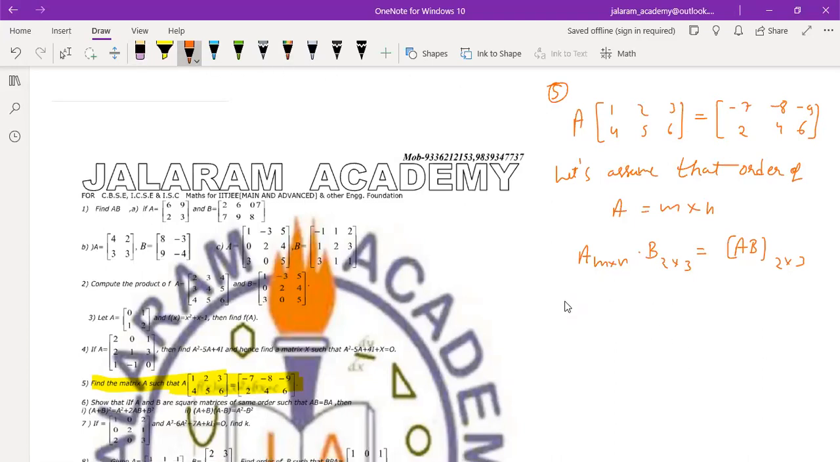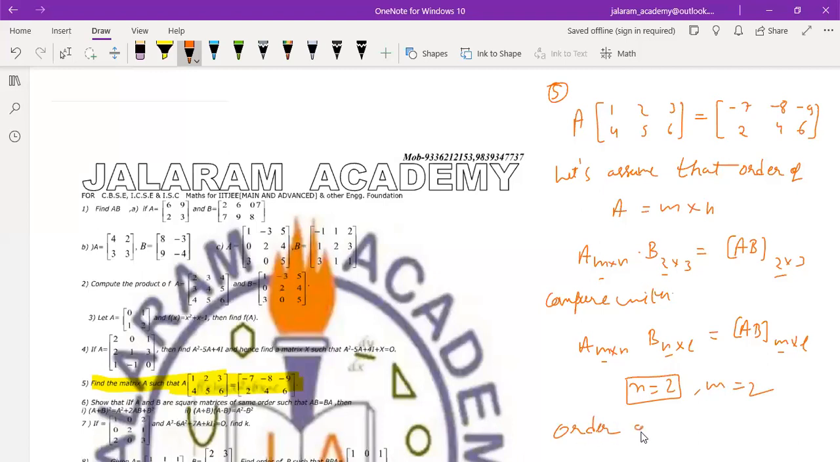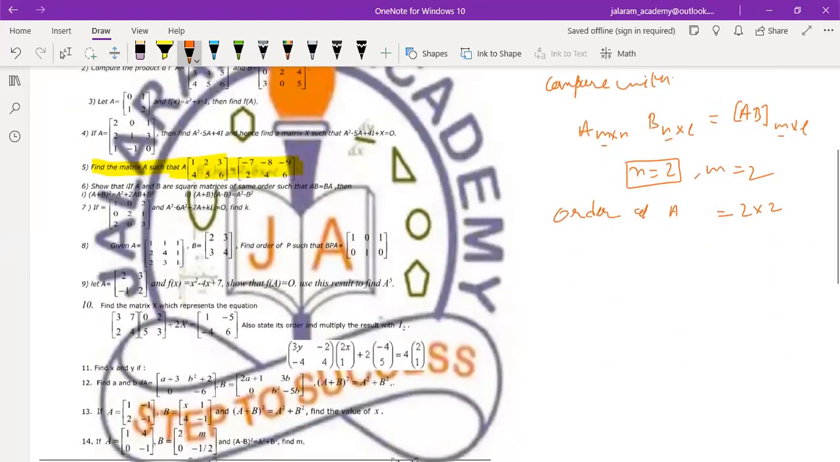So compare with the rule: if a matrix of order m cross n is multiplied with a matrix of order n cross L, it forms a matrix of order m cross L. So what is the value of m? Not known. n equals 2, m equals 2. So the order of A is 2 cross 2. First of all, we have to find the order, then only we can find the matrix A.